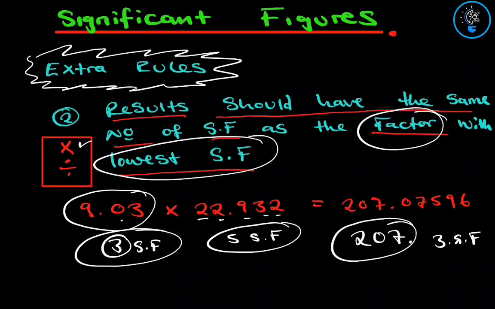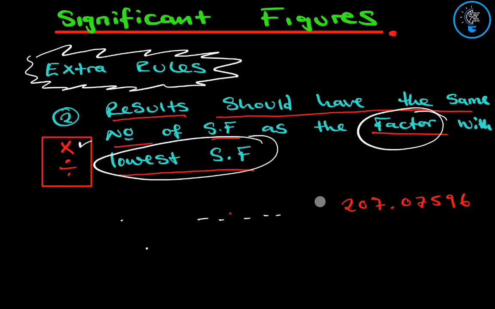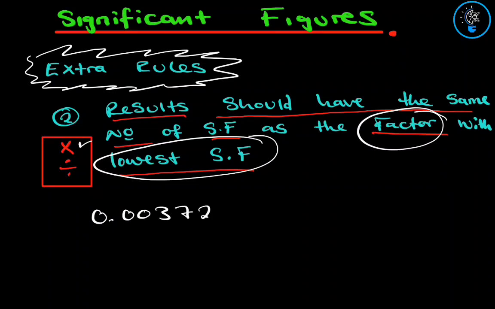So this one must be your answer. Okay, let's do another example. Let's say we have a division this time. Let's say we have this number 0.002 or 372 divided by 0.11. Okay, so in this one we know that it's division.